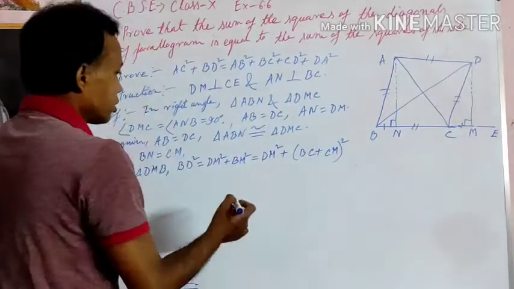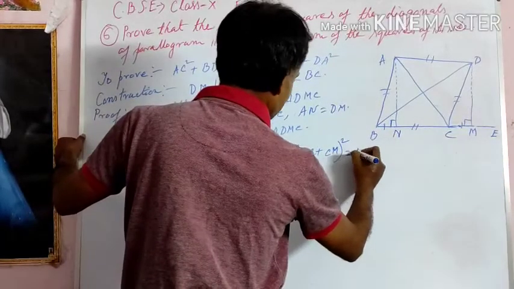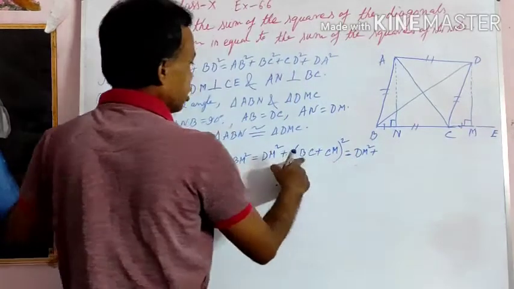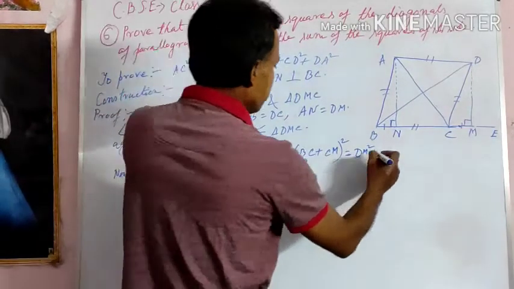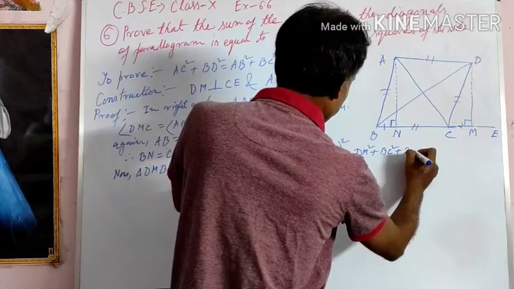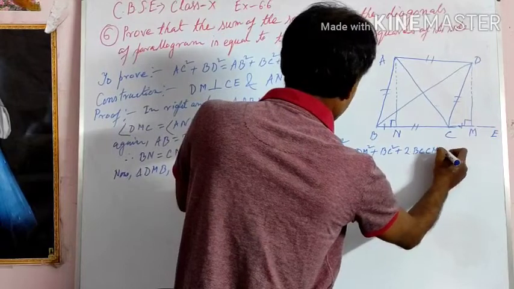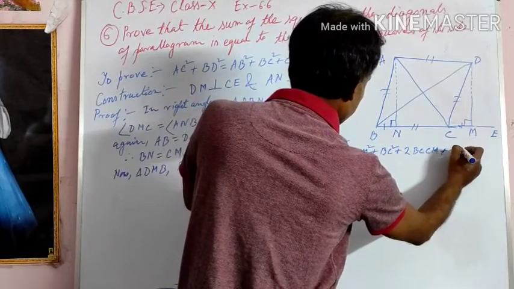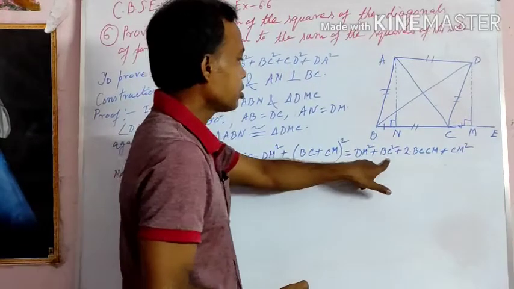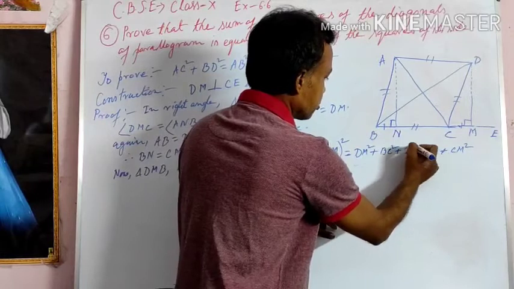Okay, so it is equal to DM square plus, this is (a plus b) whole square, a square means BC square, plus 2ab means 2 into BC into CM, plus b square means CM square. This is your a square plus 2ab plus b square.